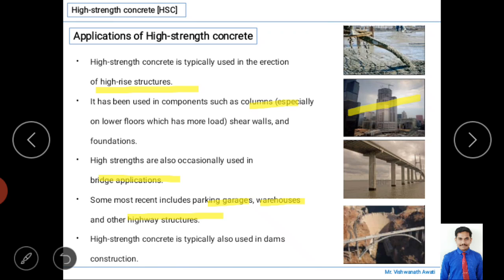Next, high strength concrete is typically used for dam construction also. You can use it for dam construction. You can see here that long span bridges are there and dams are there. They use high strength concrete for bridges, mainly long span bridges and even precast bridges, right? I think you understood, right?